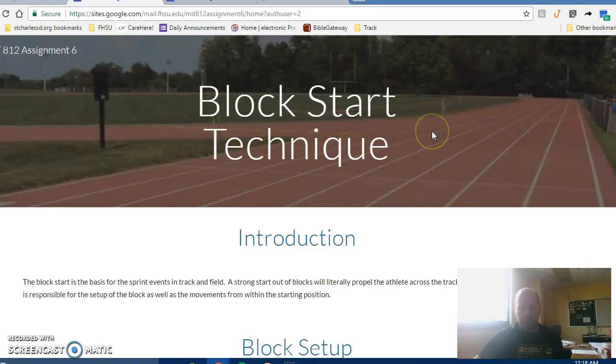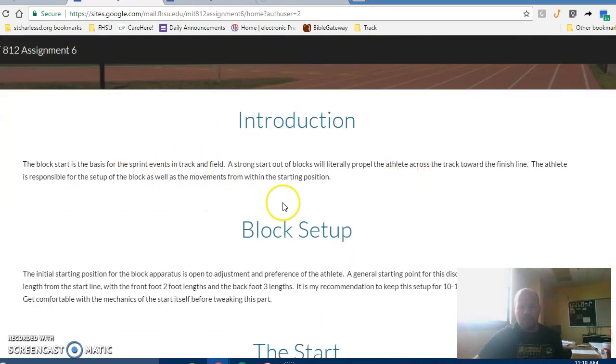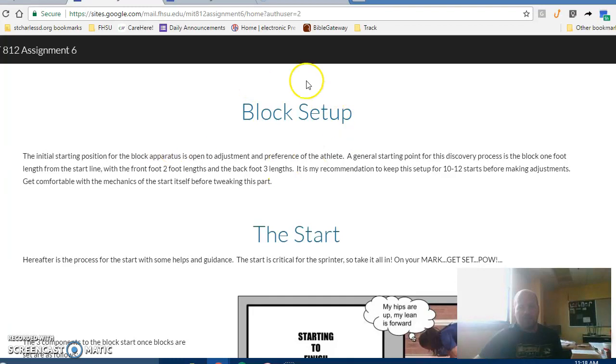So this is the Google site that I made. I've got an introduction here about what this is, why it's deserving of its own time in a Google site. I've got a short section on the block setup. This is something that we don't have to spend a tremendous amount of time on. Usually we just instruct it and help the kids work through it a little bit, and then they adjust it quite a bit on their own as they go throughout the season.